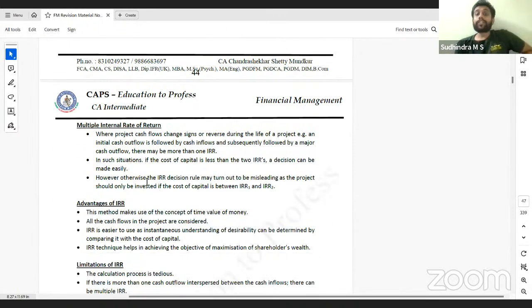Now, whenever we have a change in pattern of cash flows, when cash flow changes signs or reverses, then you might have more than one IRR. That means if I get an IRR of 8% and an IRR of 12% for the same cash flow, at 8% and 12% NPV is 0. Right? I might get more than one IRR. That is called multiple IRR. That's one of the limitations of IRR. When cash flows have fluctuations, you might end up with multiple IRRs.